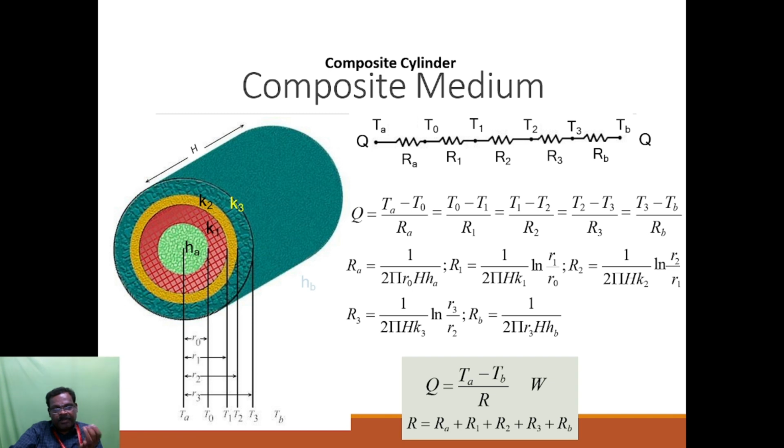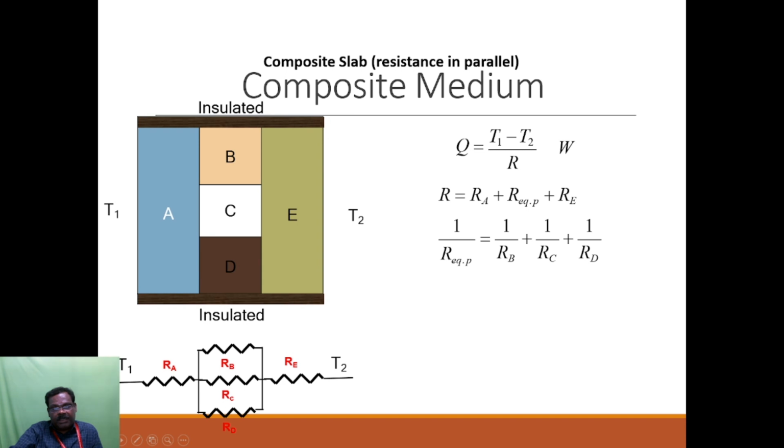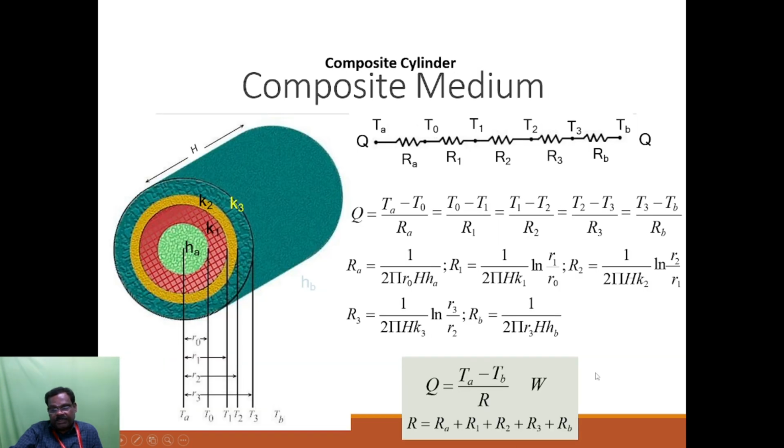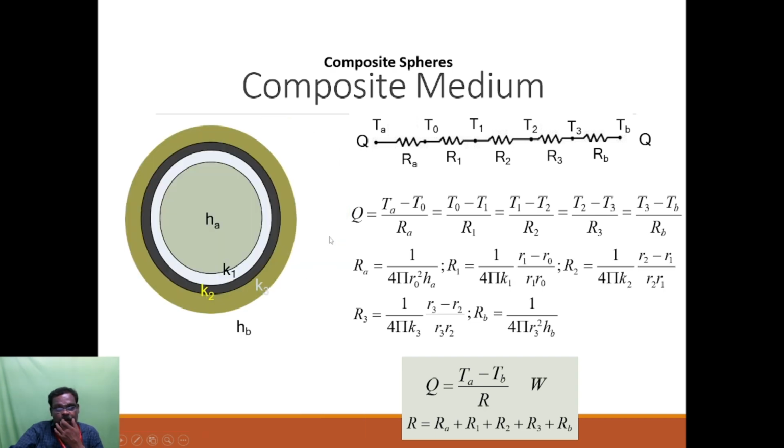For composite cylinder, this is the formula. For composite wall, this is the formula. Only one thing changes: the value of R. So this is a composite medium. This is a composite sphere. What we have seen in a composite cylinder and composite ball, the same formula Q equals (TA minus TB) divided by R, but the value of R will be changed.